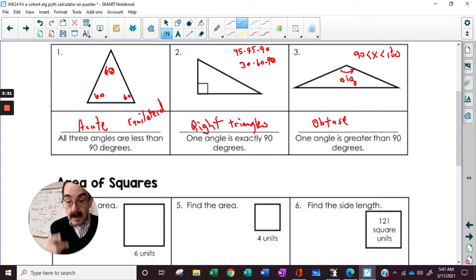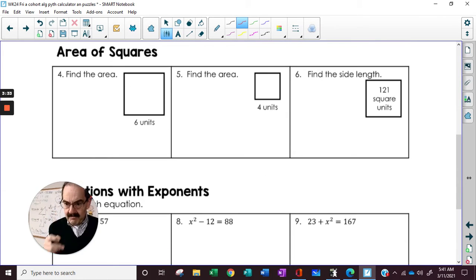Area of a square. Remember area of a square? Length times width. So, area is length times width. And if this is a square, 6 times 6 is 36. But today is all about the calculator.